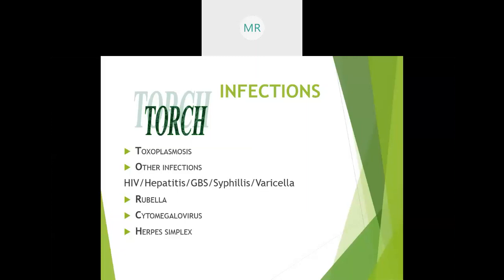Now, if she is allergic to penicillin and has a low risk for anaphylaxis, then we can give her Ancef. Again, we'll give her 2 grams IV piggyback as a loading dose, and then 1 gram IV piggyback every 8 hours until delivery. And if she is allergic to penicillin and has a high risk of anaphylaxis, you will see that they'll give her clindamycin, starting with 900 milligrams IV piggyback every 8 hours until delivery.